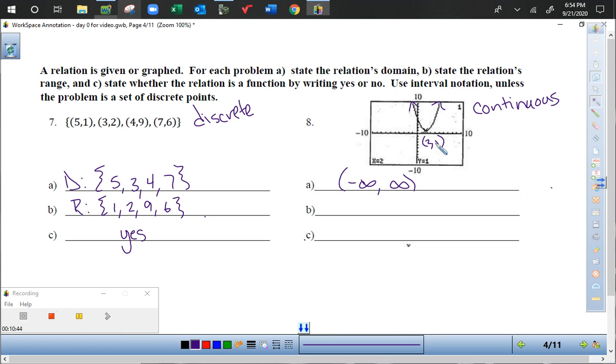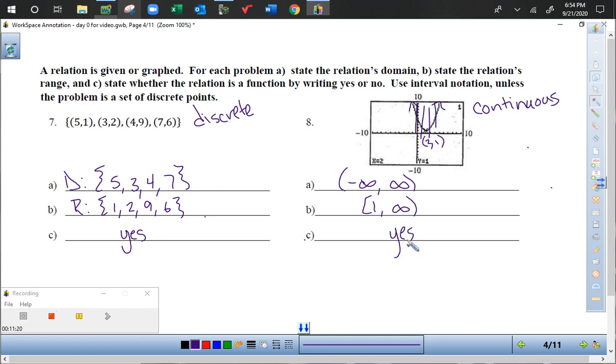So our lowest value on the y's here is that 1, and it is a point on the curve, so we want to include it. And then we're going up from there towards positive infinity. Because this graph passes the VLT, this is a function.